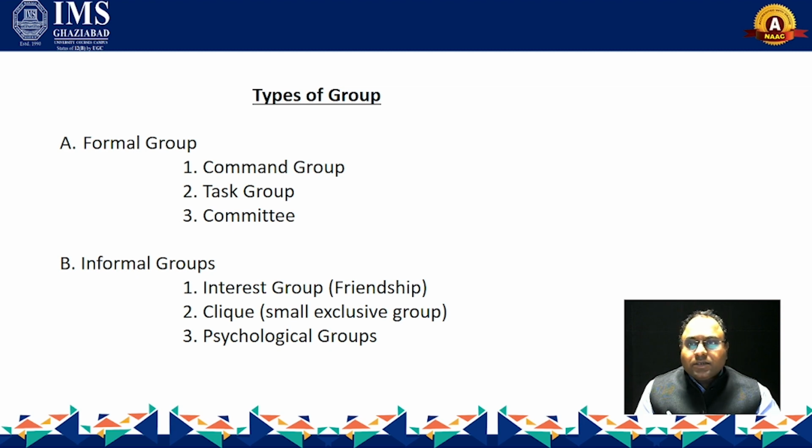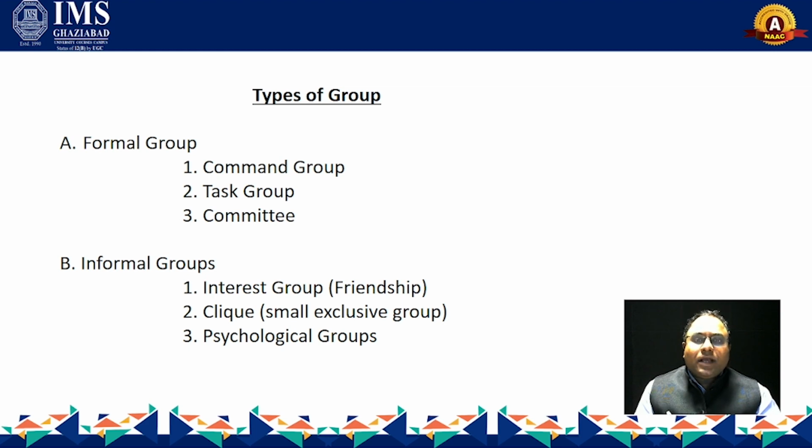And now we will discuss the section B part. It is talking about the informal groups. See, it also has three different classifications. First one is interest group, second one is clique, third one is psychological groups. So what is an interest group?